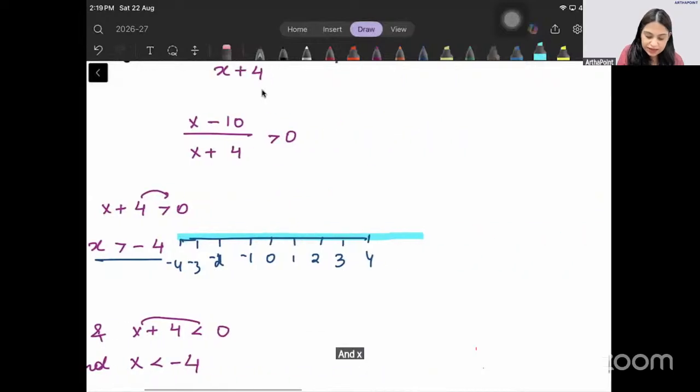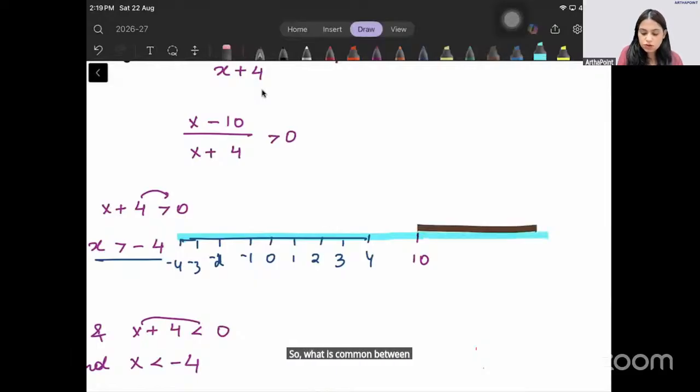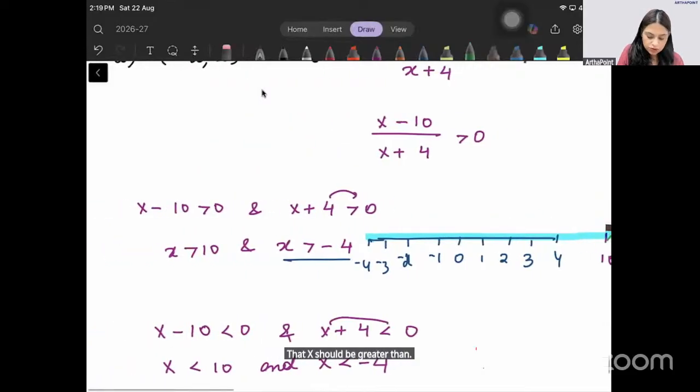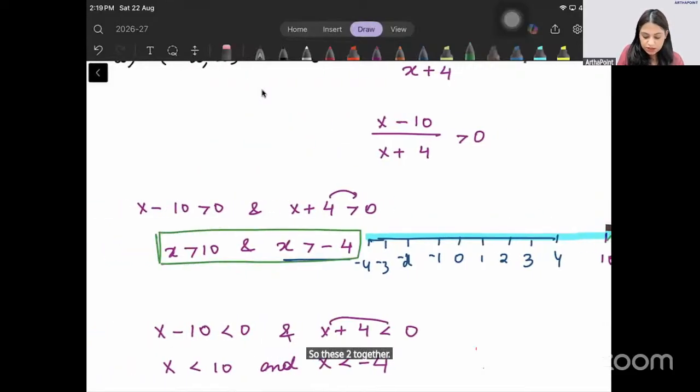And x greater than 10 means somewhere here will be 10, all these values. So what is common between these two? That x should be greater than 10. So these two together give me x greater than 10.